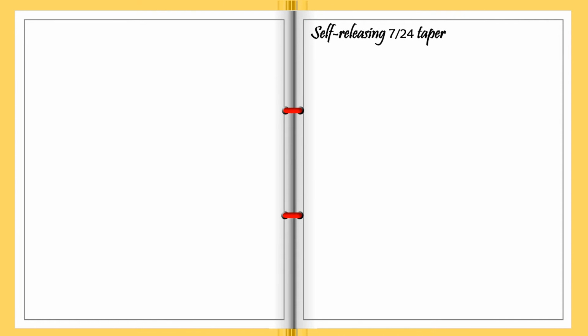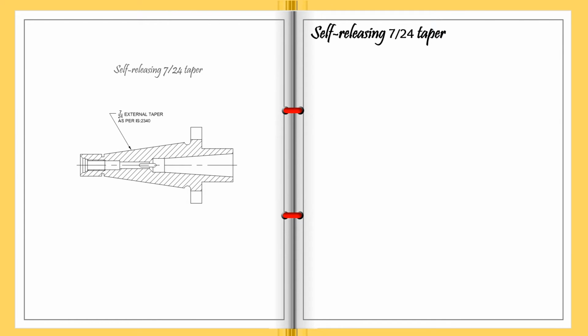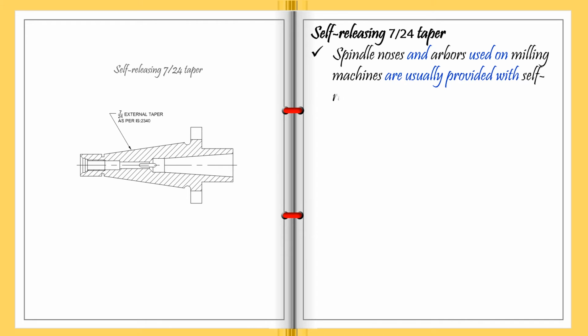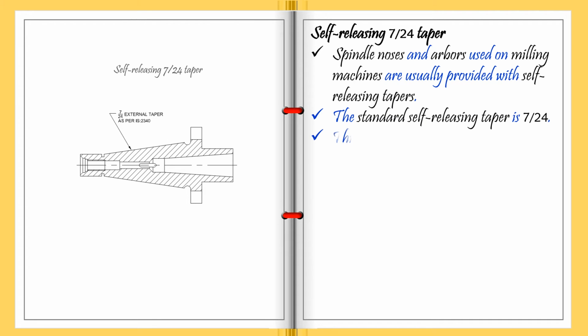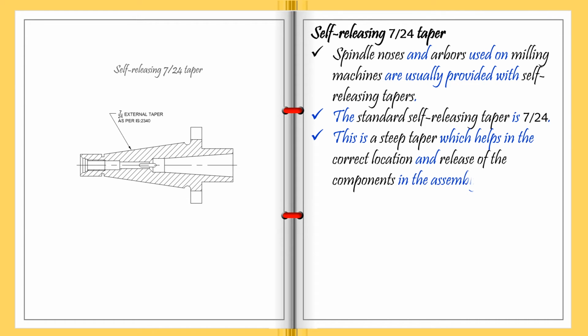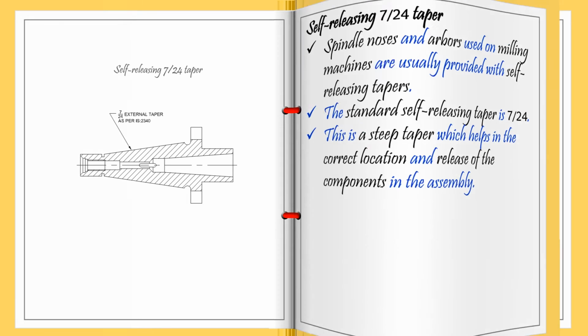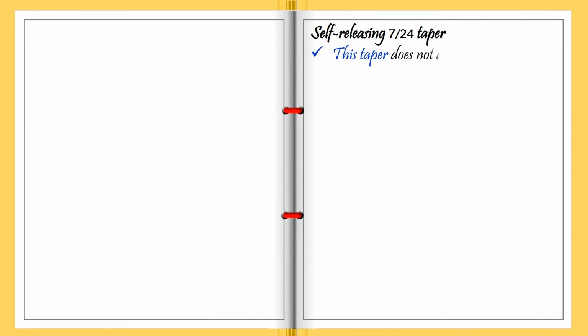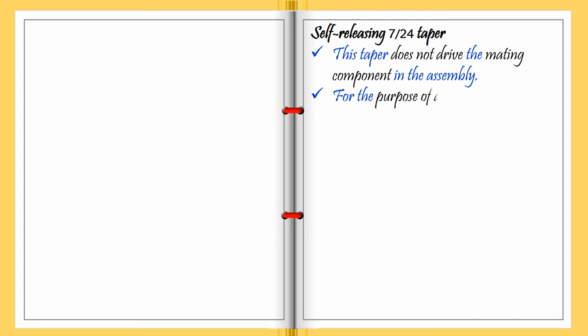Self-releasing 7x24 taper. Spindle noses and arbors used on milling machines are usually provided with self-releasing tapers. The standard self-releasing taper is 7x24. This is a steep taper which helps in the correct location and release of the components in the assembly. This taper does not drive the mating component in the assembly. For the purpose of driving, additional features are provided.